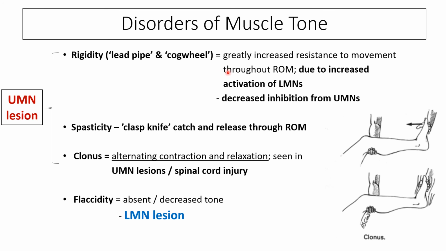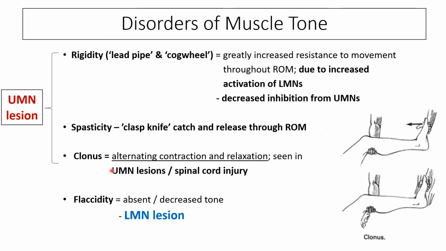Again, when you're dealing with hypertonicities, you're seeing this in upper motor neuron lesions. There's an increase in the activation of the lower motor neurons that's causing this increased muscle action. This is because of a decrease or loss of inhibition from those upper motor neurons that have been damaged. Spasticity, also known as clasp knife, is a catch and release through a range of motion. I'll illustrate that again on a video.